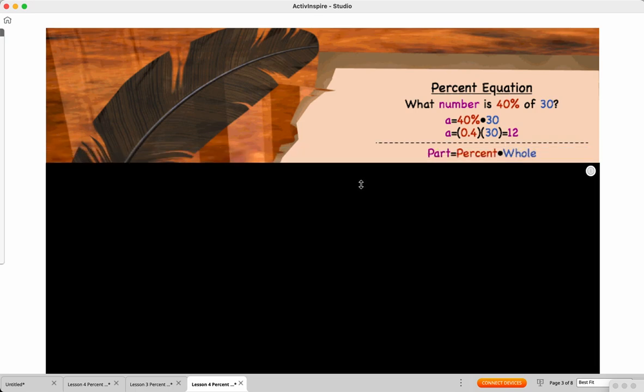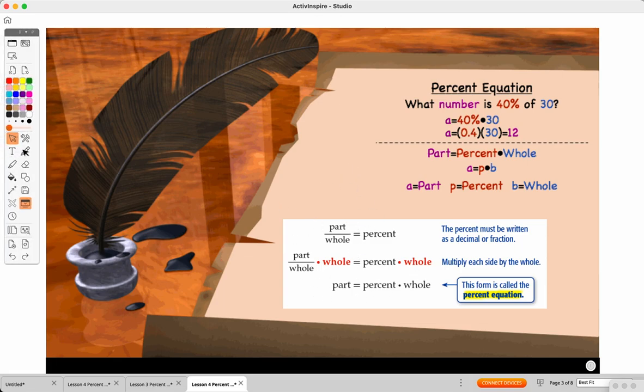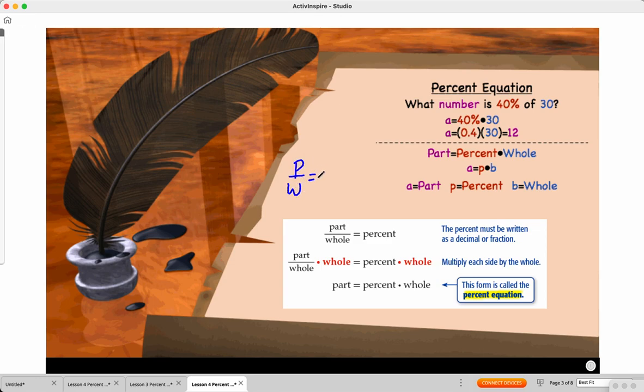So it really starts out with part equals percent times whole. That's really our formula and how we could solve it either way. Now, another way to think about this, and that's what this piece shows you down here, is I could set it up as that same idea of part over whole equals percent over 100. And I really could set this up as my proportion going, okay, it's percent times whole equals part times 100.